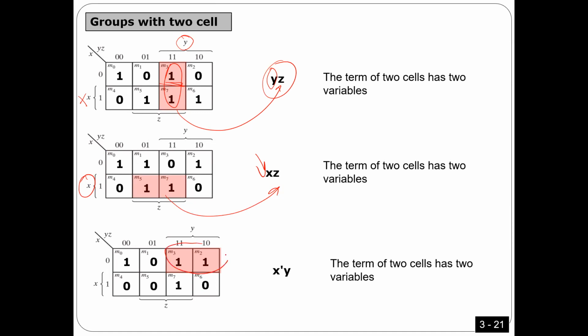Let's look at this one here. These two here are in Y and in X prime, because this is the area of X prime, and it is in Y. What about Z? Z is going to be eliminated here because as you see, this one is in Z, this one is in Z prime.